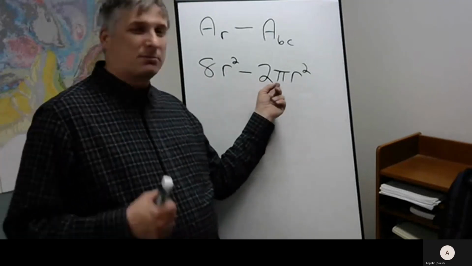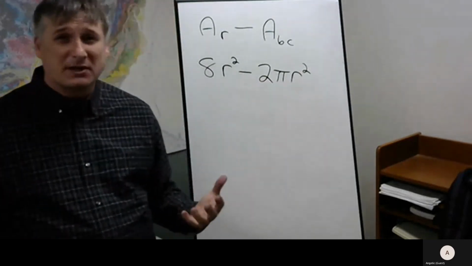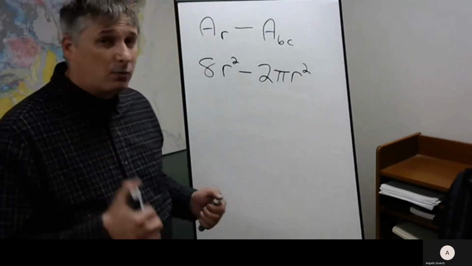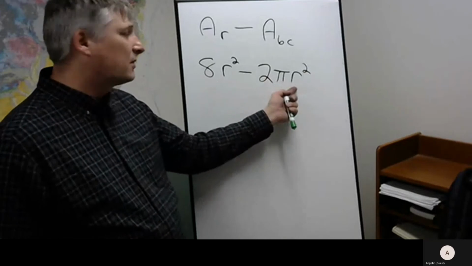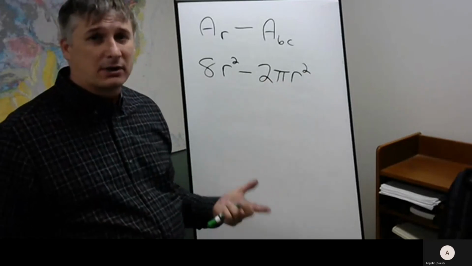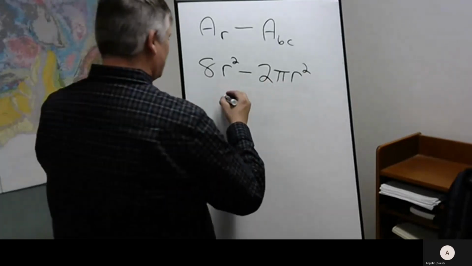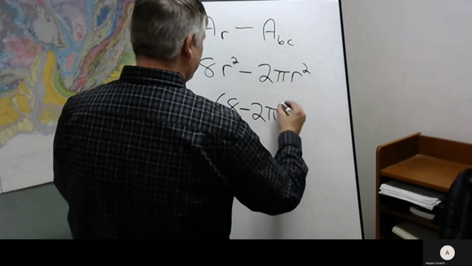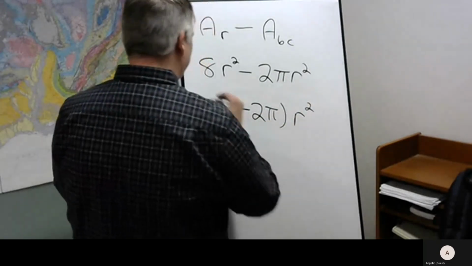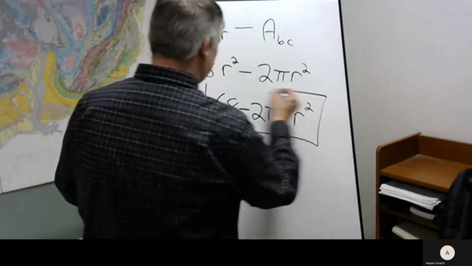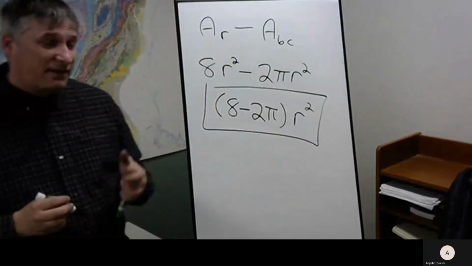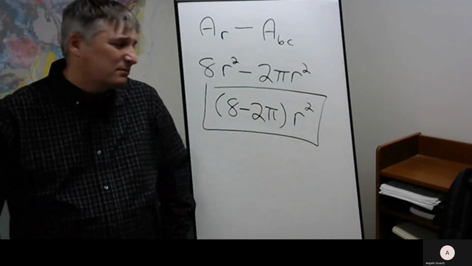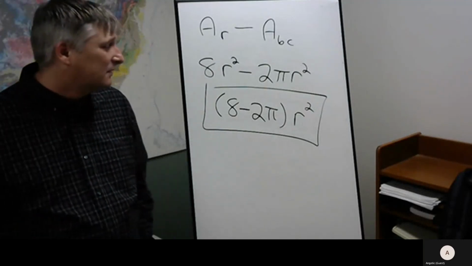You could do it if you use an approximation for pi, like an approximate answer. Usually for this problem, we don't do that. But what you can do is factor out an r squared. Again, we'll talk more about factoring in algebra. So you'll get 8 minus 2 pi times r squared. And that's going to be your answer. They didn't give us any units for this one, so we just leave it like this.